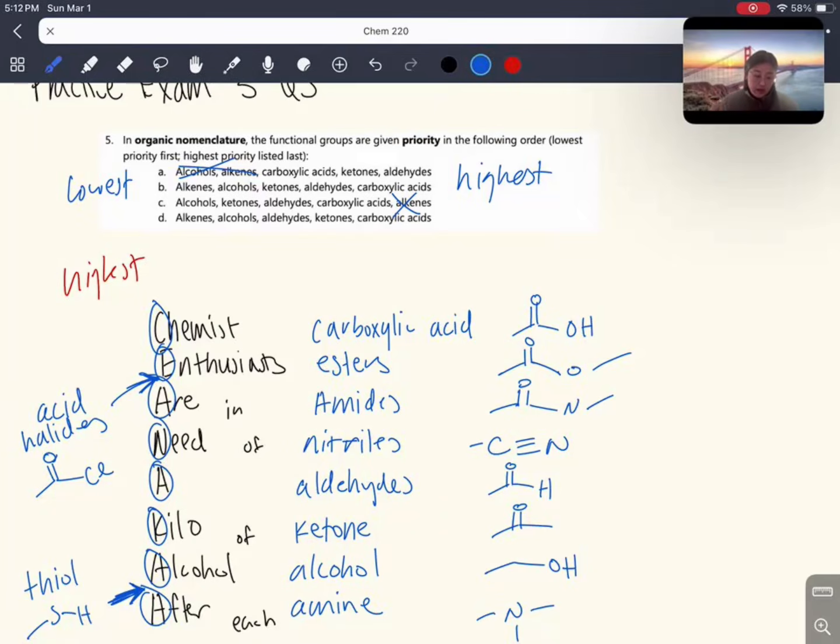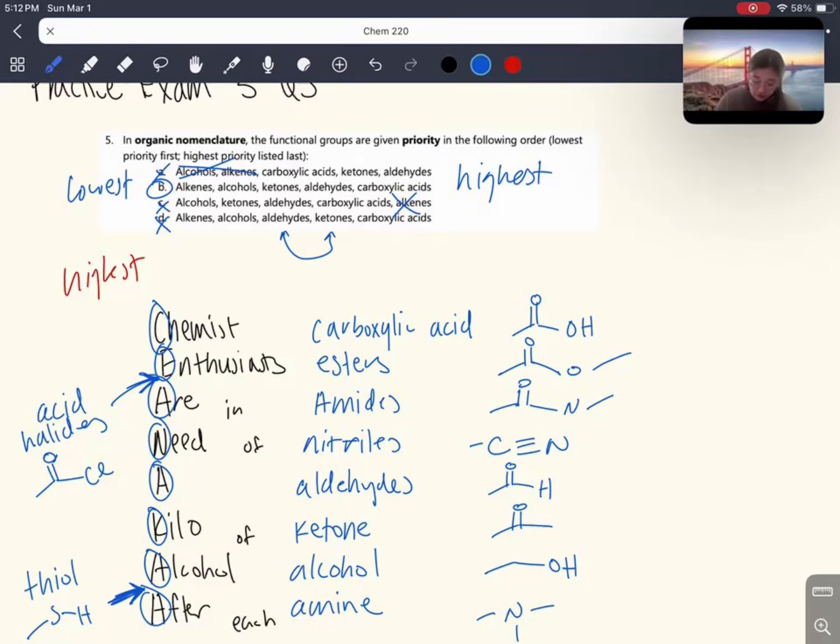And if I look at the last one, it says alkenes, alcohols, aldehydes, ketones, and carboxylic acids. This one is really close to being right, except it has aldehydes and ketones switched around. Aldehydes are going to be higher priority than ketones. So D is wrong, C is wrong, A is wrong. The correct answer in this question is B.